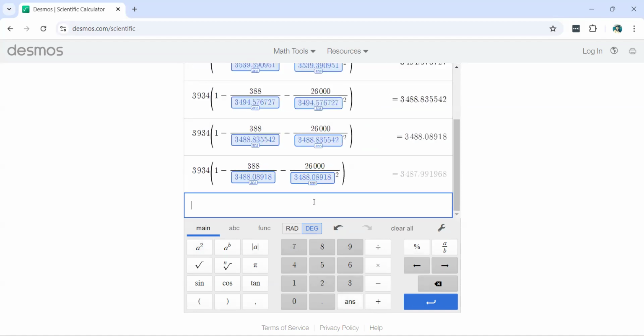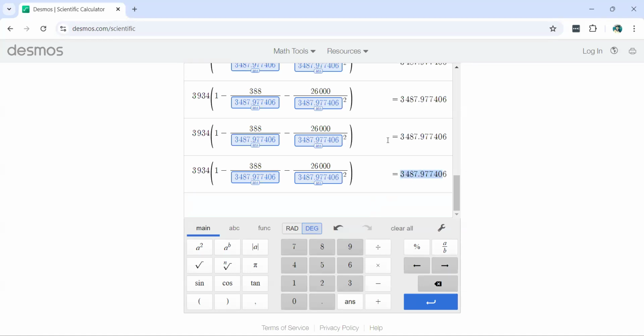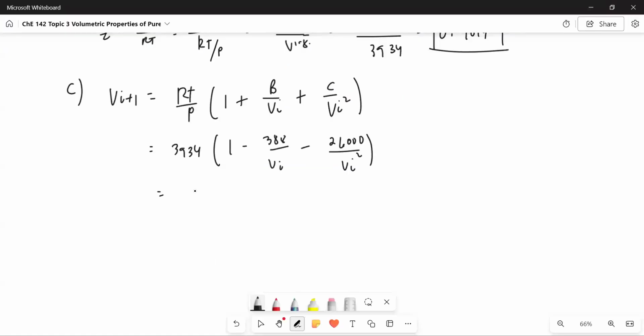Okay, so enter, enter, enter, and so what we'll get is 3,488. Okay, 3,488 cm cubed per mole.